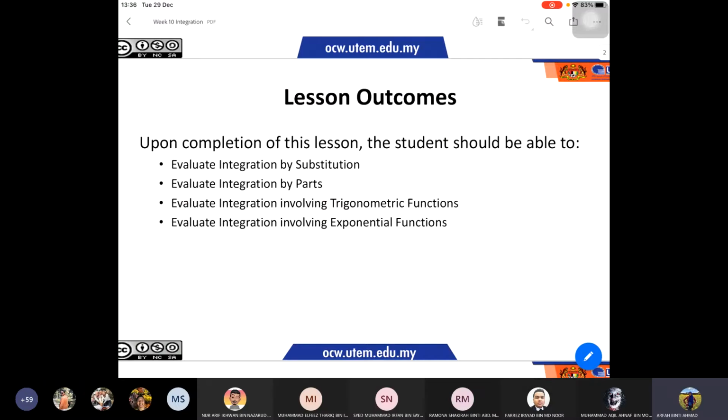Boleh dengar? Boleh, Miss. Dengar, nampak slide? Nampak, Miss.